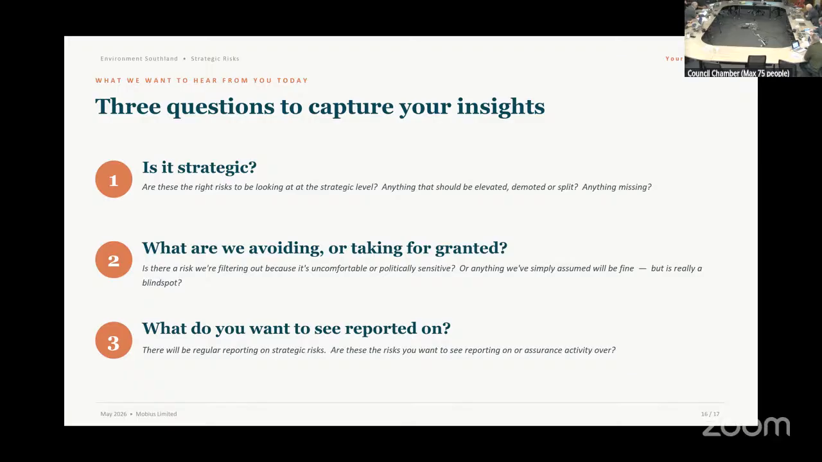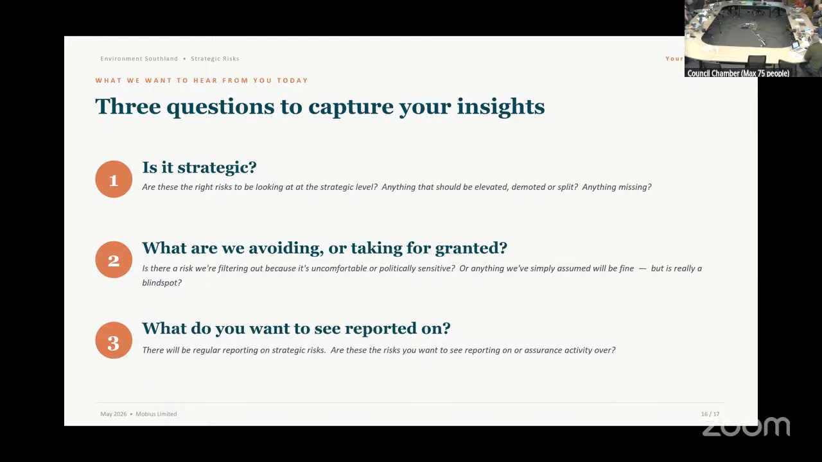Because just because it's not on here doesn't mean that nothing's going to be done. It might just be put into another process that the ELT are responsible for. The second question is just having that check: what are we avoiding, or what are we taking for granted? Are there things that are a bit uncomfortable, or that we're just assuming are there, that we take for granted but are actually really important strategic risks that should be on this register?